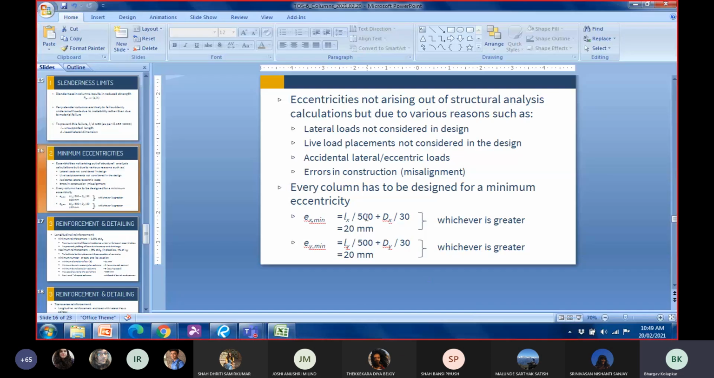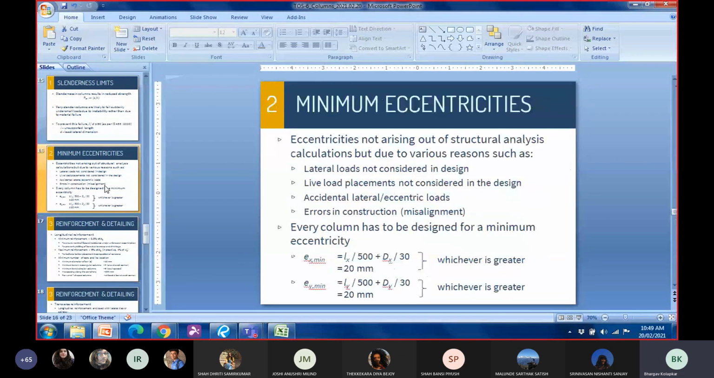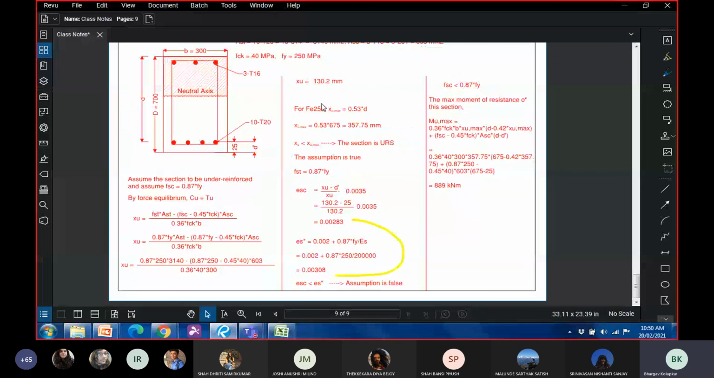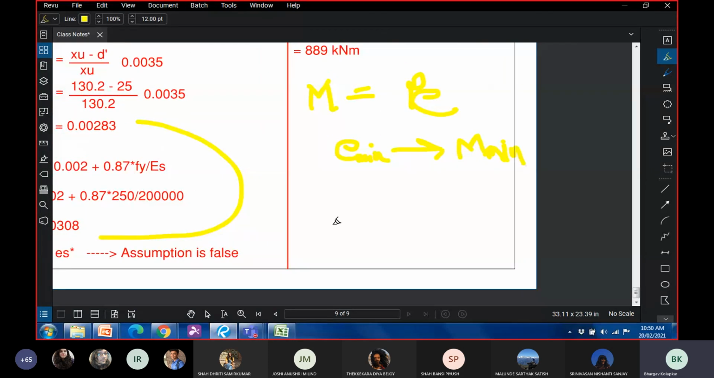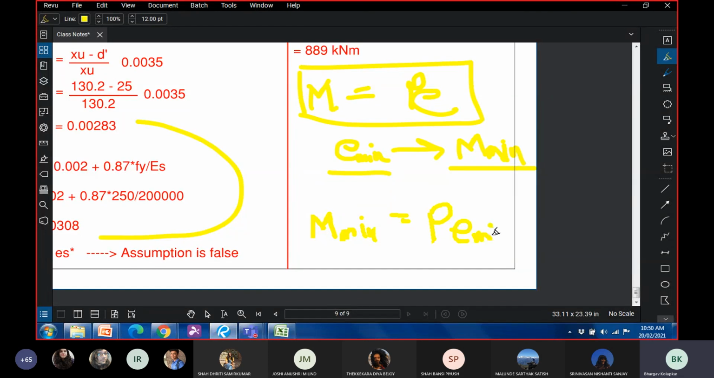I just hope that you can set up a link between these eccentricities and moment. So this moment is nothing but axial load times eccentricity. When you are designing something for a minimum eccentricity, you're basically doing it for a minimum moment. Now how do we get here? Moment is equal to axial load times lever arm, so P into E. So when you're designing for E minimum, you automatically design for a minimum moment. So M minimum is equal to P into E minimum.